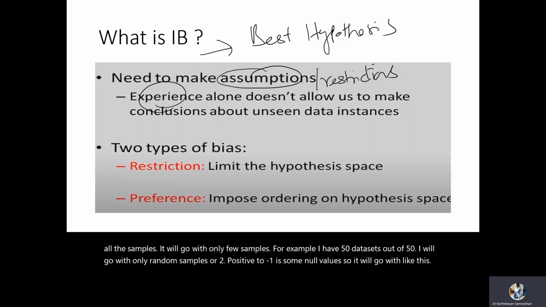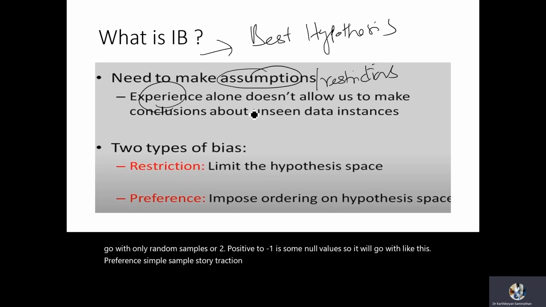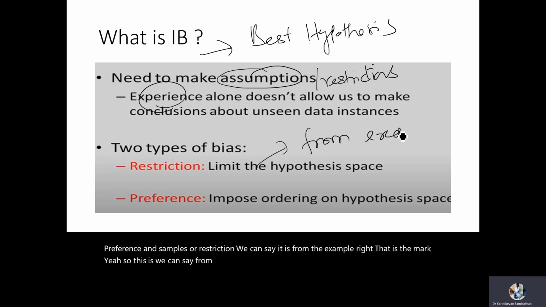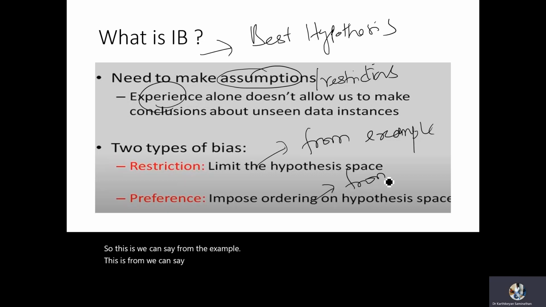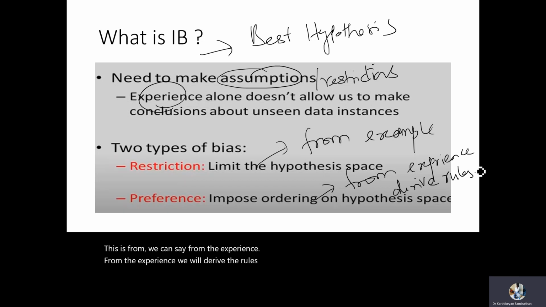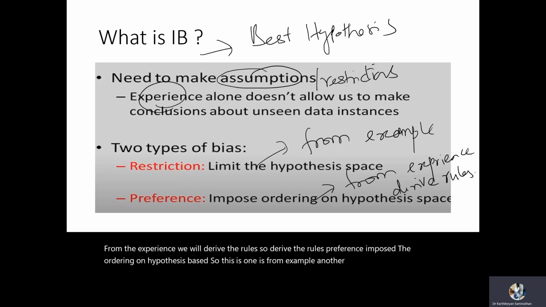Preference. So restriction, we can say it is from the example, right? So this is from the example. This is from the experience. From the experience, we will derive the rules. Preference imposes the ordering on the hypothesis space. So one is from example, another one is we will go by experience.